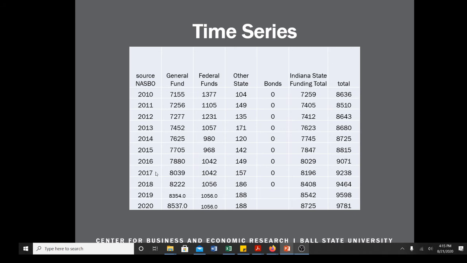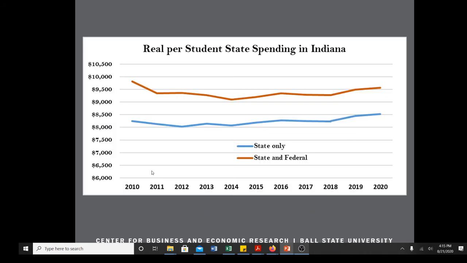And this is what they look like adjusted for inflation on a per student basis. So we're not back to where we were in state and federal spending, but we're back in state.